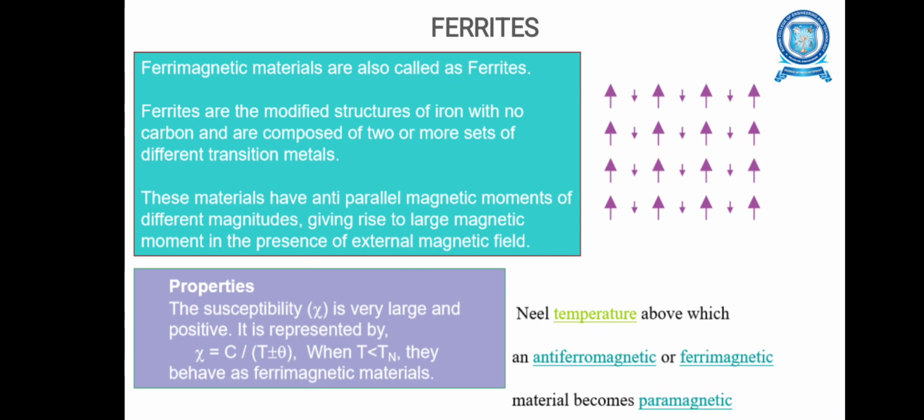Beyond a certain temperature, a ferrimagnetic or antiferromagnetic material will become a paramagnetic material. That temperature is called the Néel temperature.